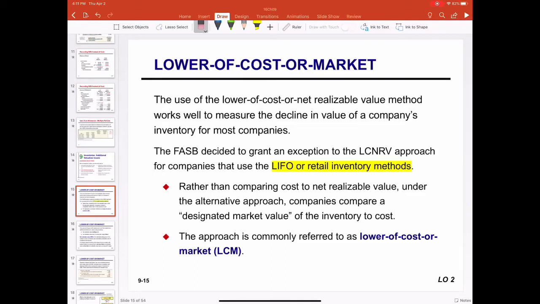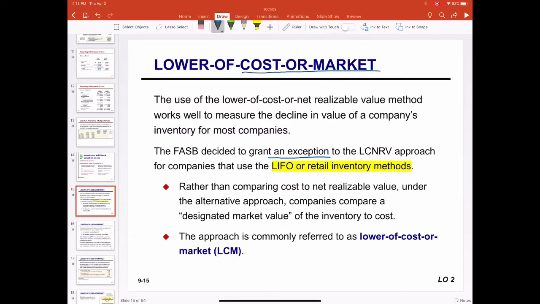In this part, I'm introducing another method to value inventory by using other information. Lower of cost or net realizable value are well used for many firms. There are also exceptions where lower of cost or NRV cannot be used. So in this part, I introduce another alternative approach, which is called lower of cost or market.